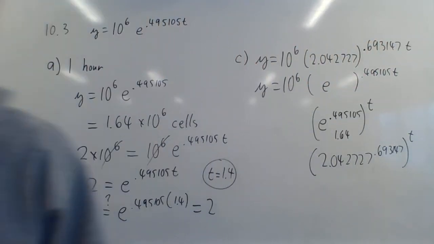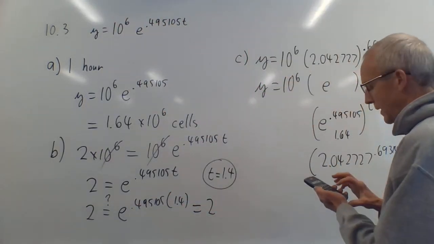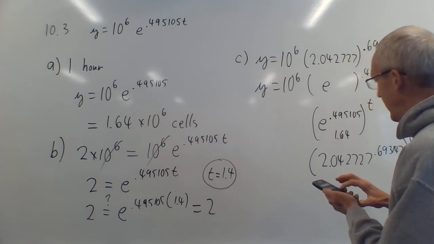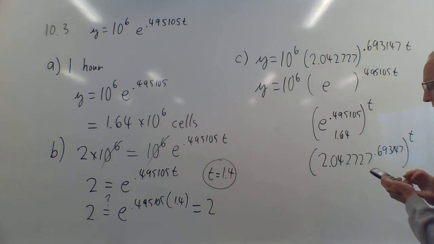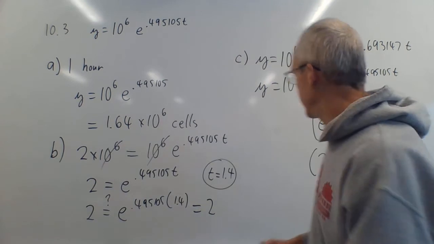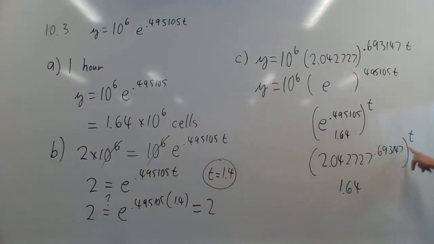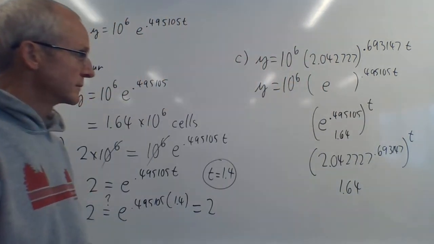So you raise some number to a power. Mine, it's the y to the x button. I put in 2.042727, and I go y to the x and plug in 0.693147, and that equals 1.64. So it does equal 1.64 also, so they are the same thing. They're both 1.64 to the t. So either one would work. So yes. Okay.